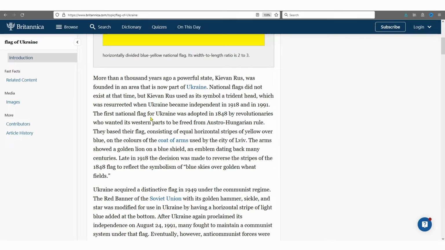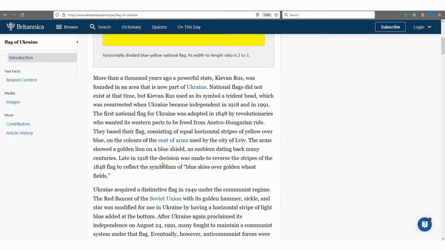The first national flag for Ukraine was adopted in 1848 by revolutionaries who wanted its western parts to be freed from Austro-Hungarian rule. They based their flag, consisting of equal horizontal stripes of yellow over blue, on the colours of the coat of arms used by the city of Lviv. I just need to point out that it was yellow over blue, and the current flag, of course, is blue over yellow. The arms showed a golden lion on a blue shield, an emblem dating back many centuries. And we'll be taking a look at this coat of arms in a few minutes.